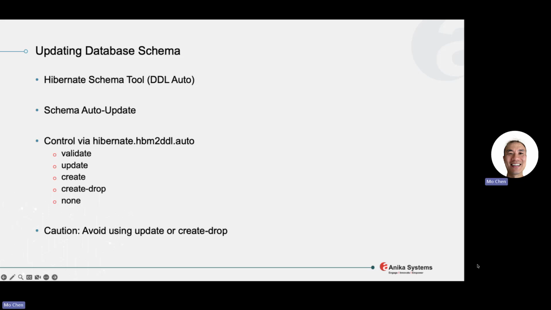Control via hibernate.hbm2ddl.auto. This configuration in application.properties or application.yaml defines how schema updates are handled. Validate validates that the schema matches the entities but does not make changes. Update automatically updates the schema to match the entities. Create drops and recreates the schema at every start. Create-drop drops the schema when the session is closed.